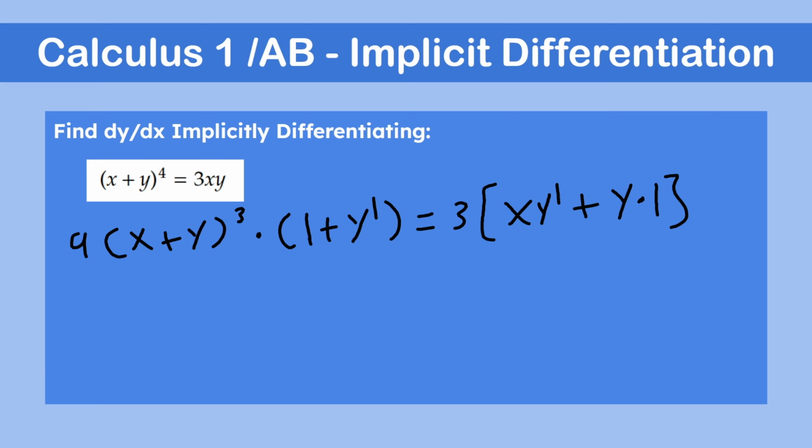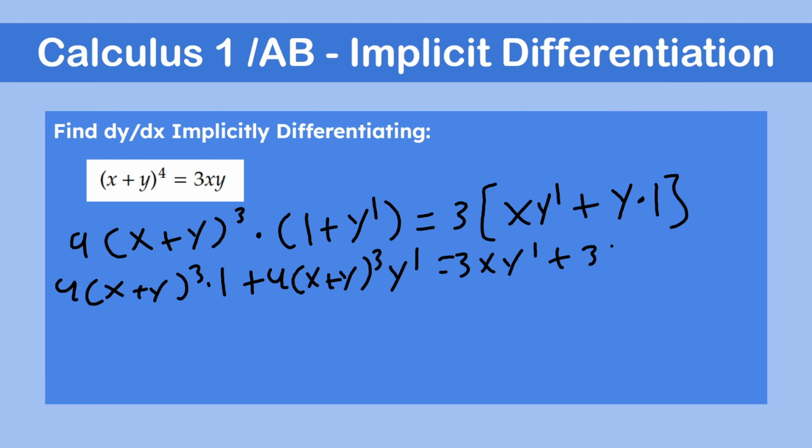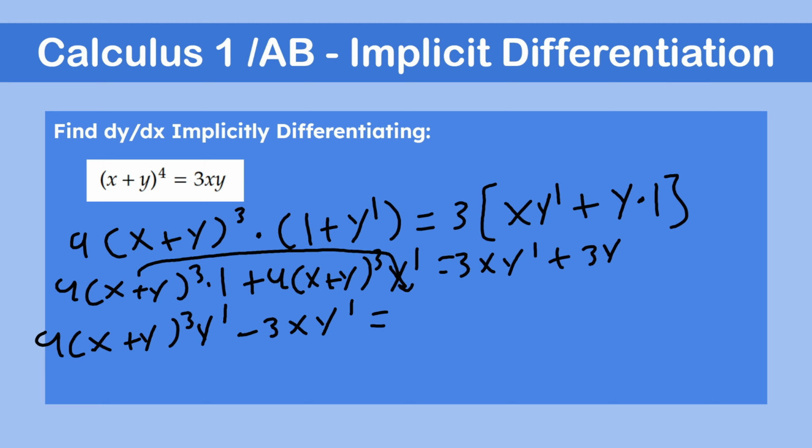So now we have these terms. What we can do here is expand. So we have 4(x plus y)^3 times 1 plus 4(x plus y)^3 y prime is equal to 3x y prime plus 3y. So I'm going to move the y prime term over here. So we subtract 3x y prime, and I'm going to move this one over there. So we have 3y from over here minus 4(x plus y)^3.